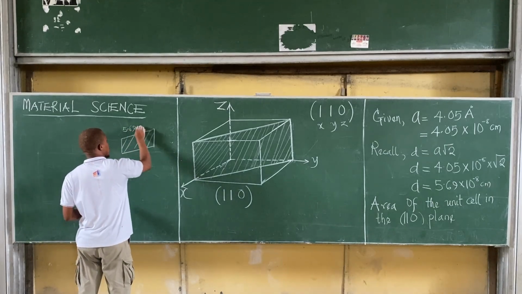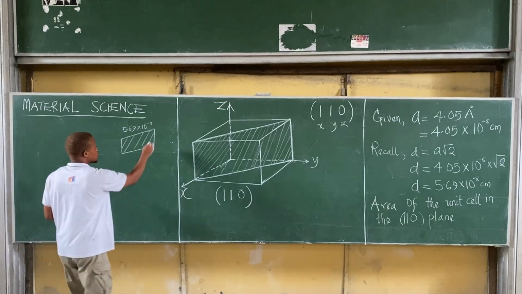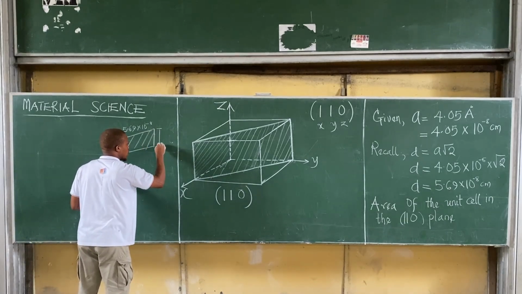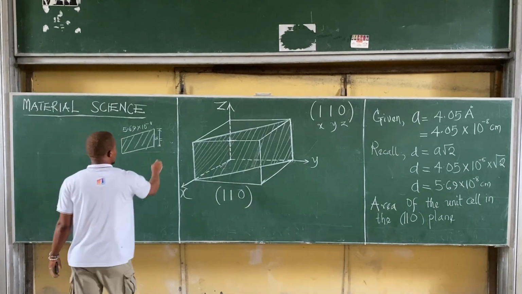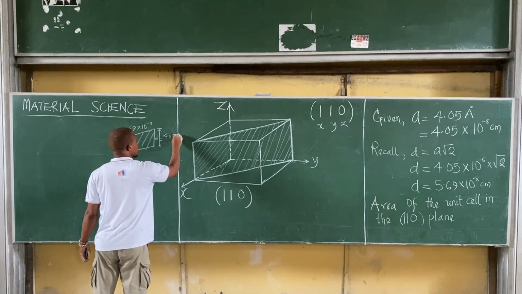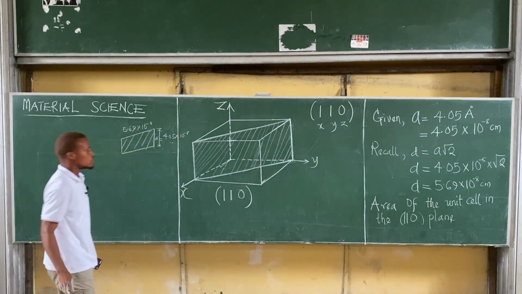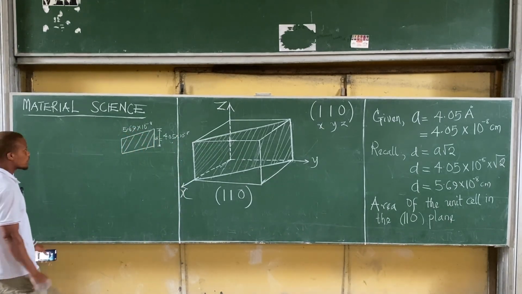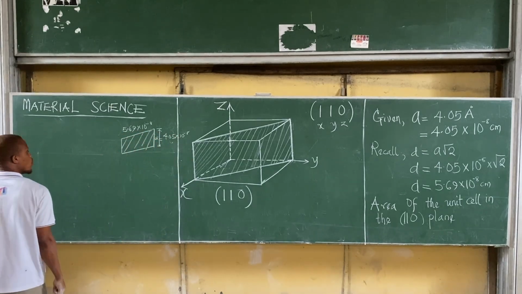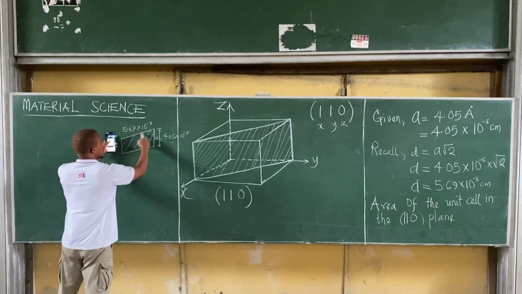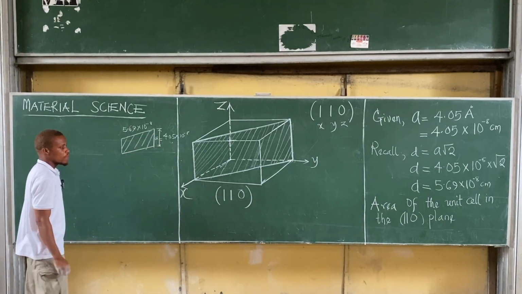5.69 times 10 raised to power minus 8. We also know that this still remains our lattice constant a, right? Which is equal to what? 4.05 times 10 raised to power minus 8. Okay, that is that. So to calculate the area of the unit cell in this plane, we simply say what? This multiplied by this, right?